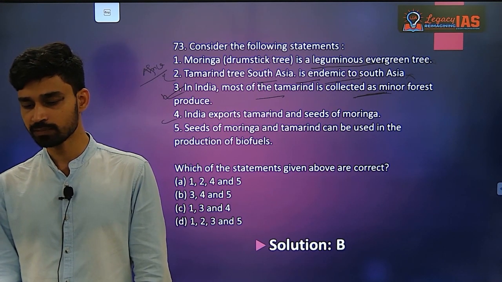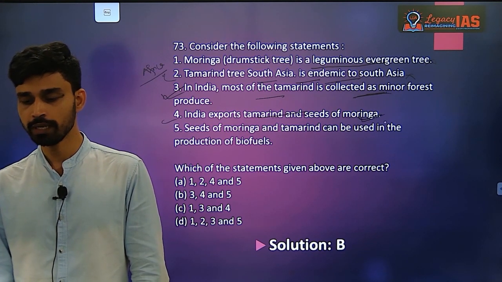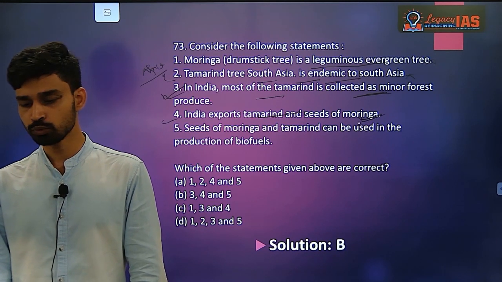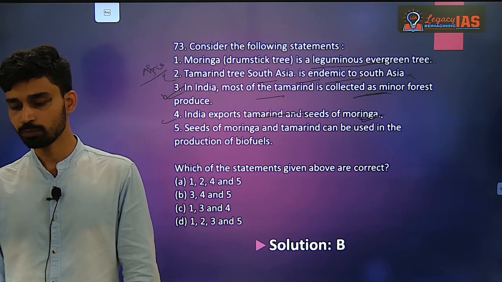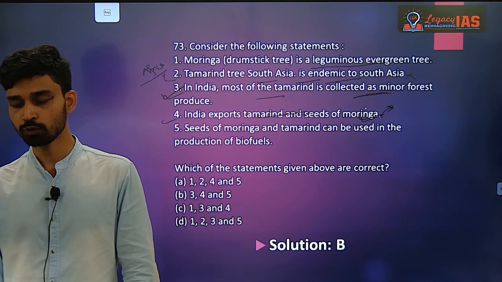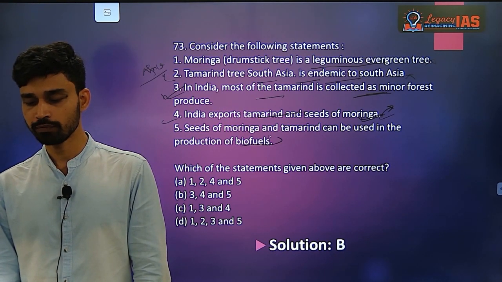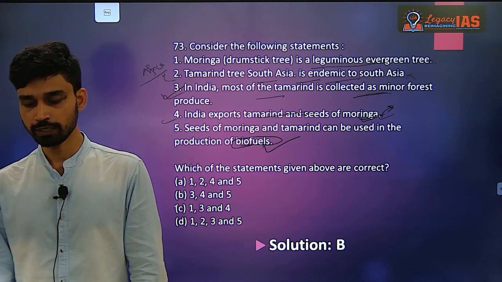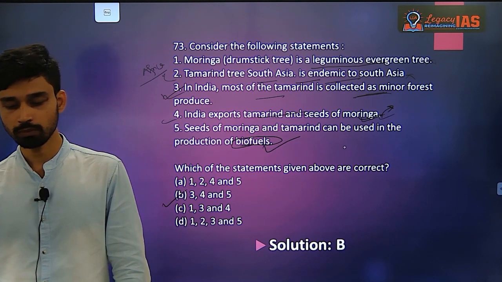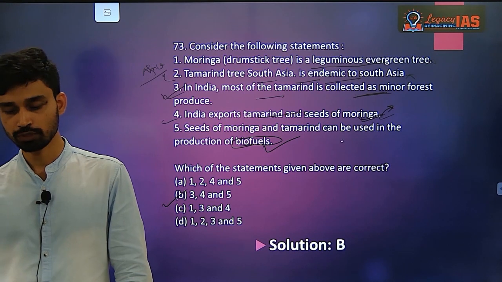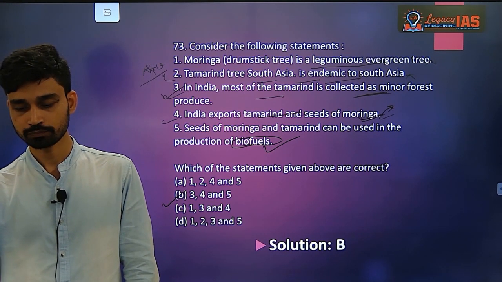Fourth is India exports tamarind and seeds of moringa. This is also true. Actually, last year in December 2020, India exported seed powders or powders of moringa to the United States. Then, seeds of moringa and tamarind can be used in production of biofuel. This is also correct. So, the correct option for this particular question will be B, that is 3, 4 and 5 only.